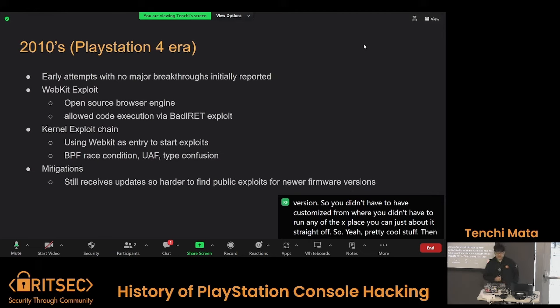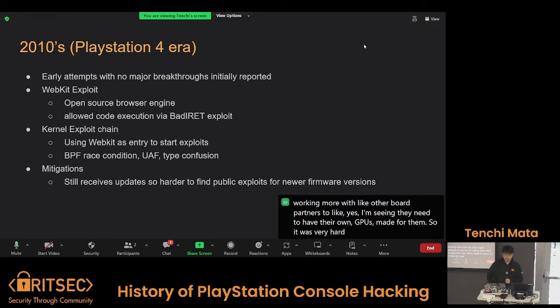Then the PS4 era. PlayStation learned from all the marketing and the attention they garnered from the PS3 scandals, so it was pretty secure. They switched over from PowerPC, or RISC architecture consoles, to x86, and they started working more with other board partners like TSMC. They basically had their own GPUs made for them. So it was very hard.